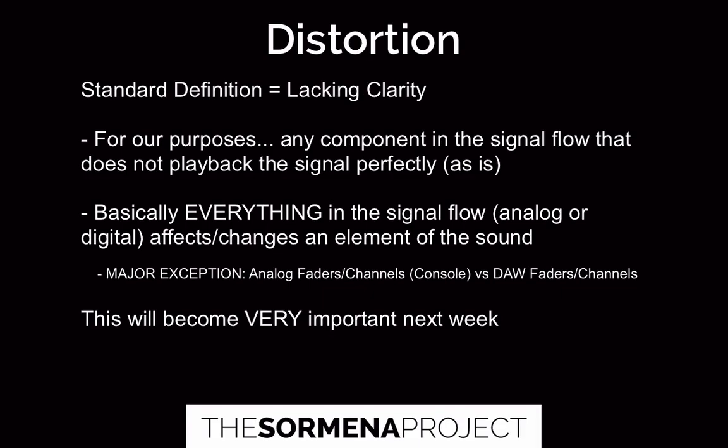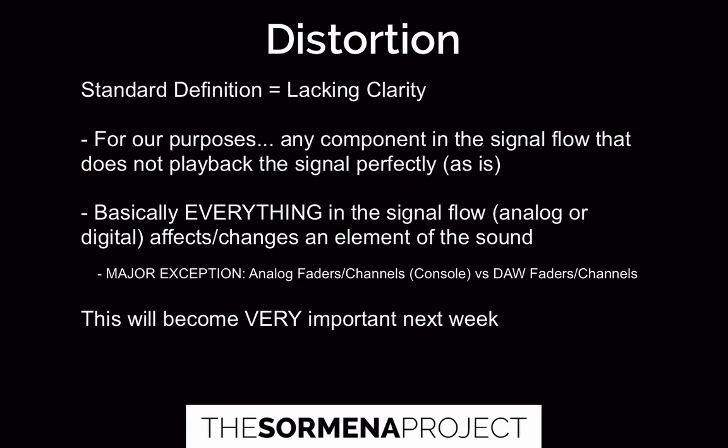for our purposes, we need to define that as distortion so that we understand everything moving forward. The major exception, and this is the biggie, especially for what comes in to the DAW, for example, is analog faders, analog channels, and an analog console itself, as compared to the DAW's faders and channels. The DAW will play back whatever you give it as cleanly and precisely as it possibly can. Running through a console will not necessarily do that. So that is the real big major distinction.